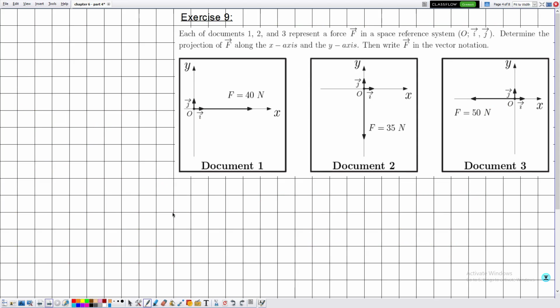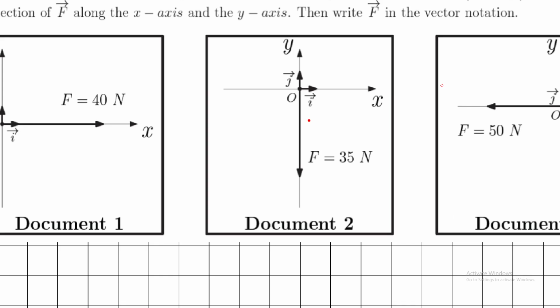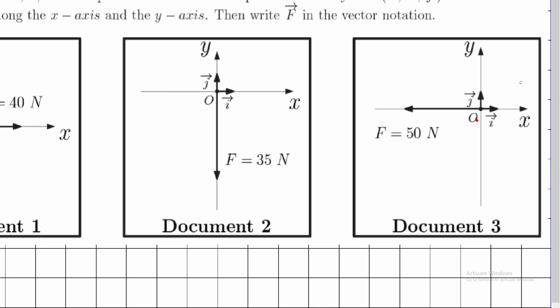Now as for exercise number 9, each of documents 1, 2, and 3 represents a force f in a reference system xy. Determine the projection of f along the x-axis and the y-axis, then write f in the vector notation. Now this exercise represents a particular case, unlike the other exercises, in which the force f is completely parallel to one of the axes. Whenever we say it's parallel to one of the axes, it's completely lying along this axis. So notice that in this case, the force f is parallel to the x-axis, the force f is parallel to the y-axis, and the force f here is parallel to the x-axis.